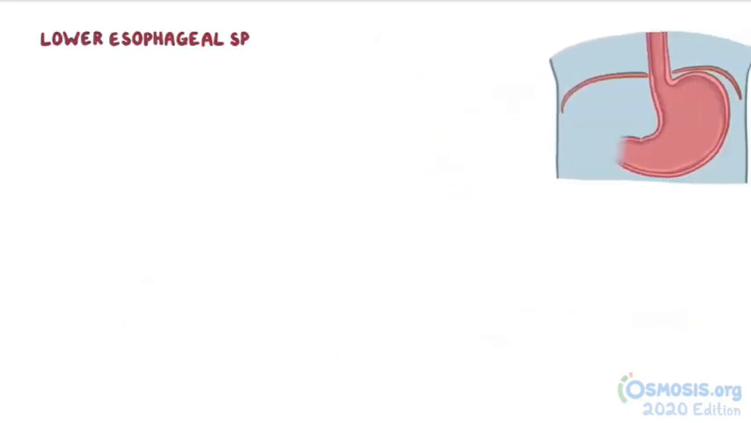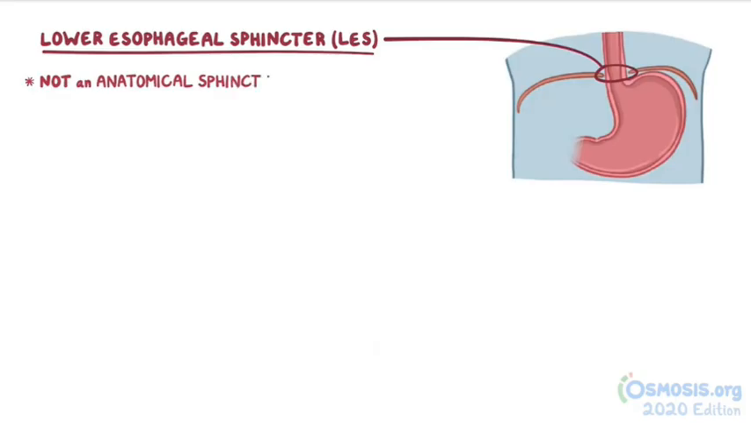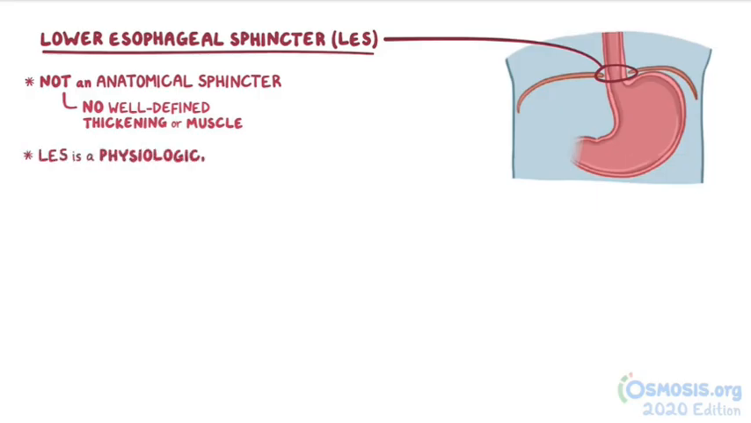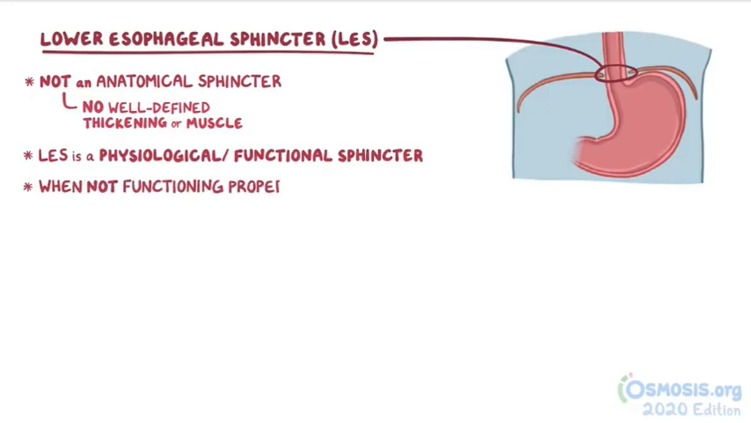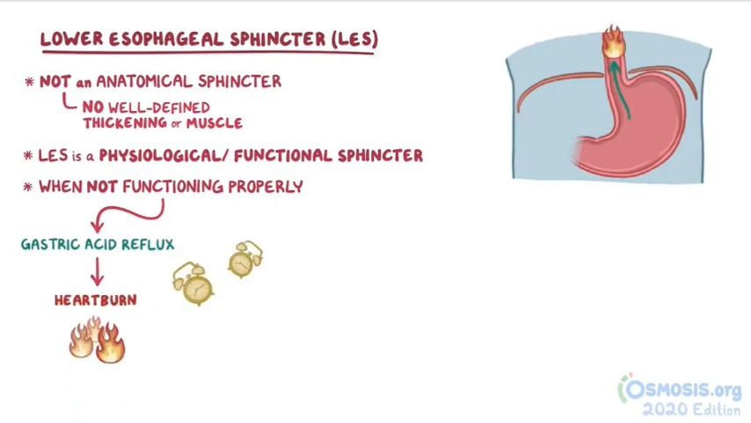The lower esophageal sphincter, or LES for short, is actually not an anatomical sphincter, which means histologically there is no well-defined thickening or muscle that controls the LES. Instead, it's considered a physiological or functional sphincter. But when this sphincter isn't functioning properly, it can lead to gastric acid reflux into the lower esophagus, which can cause heartburn. Also, over time, prolonged exposure to gastric acid can cause damage to the epithelium of the esophagus.